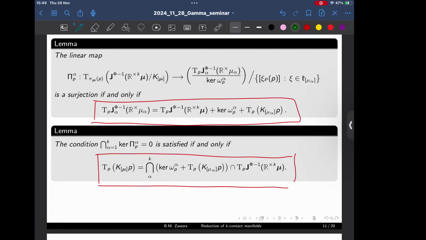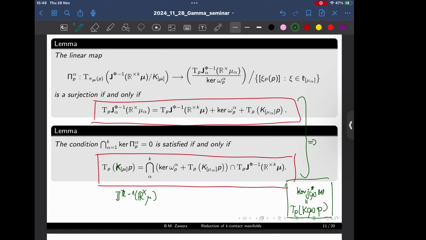in our case, since we take J_φ^{-1} of R × {μ}, these conditions ensure that the kernel of ω restricted to J_μ is given by K_μ·p.